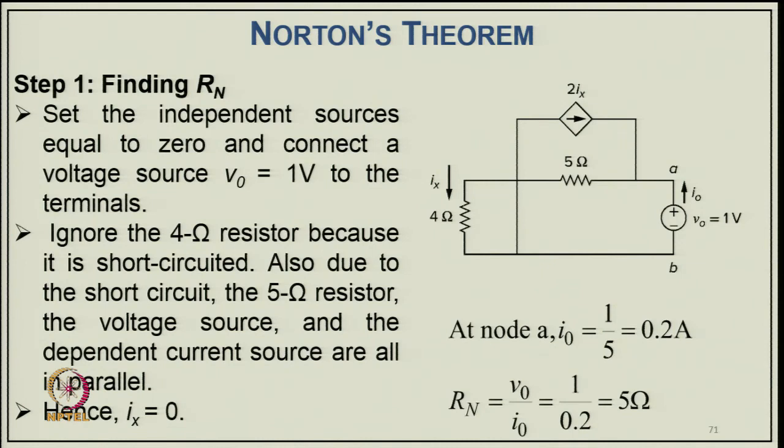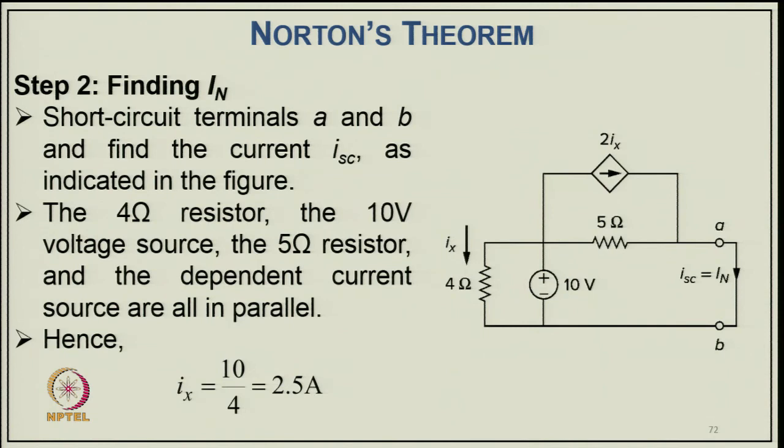Now, finding RN, the Norton equivalent resistance. Set the independent sources equal to 0, that is the voltage source, and connect a 1 volt source to the terminal. Ignore the 4 ohm resistance because it is short circuited, and also due to the short circuit, the voltage source and the dependent current source are zero, and hence Ix equal to 0. So, at the node A, I0 will be 1 upon 5, that is 0.2 ampere, and RN will be V0 upon I0, that is 1 volt divided by 0.2 ampere, which is 5 ohm.